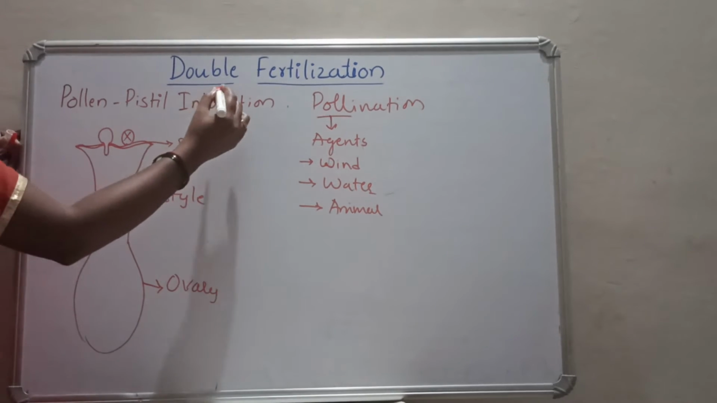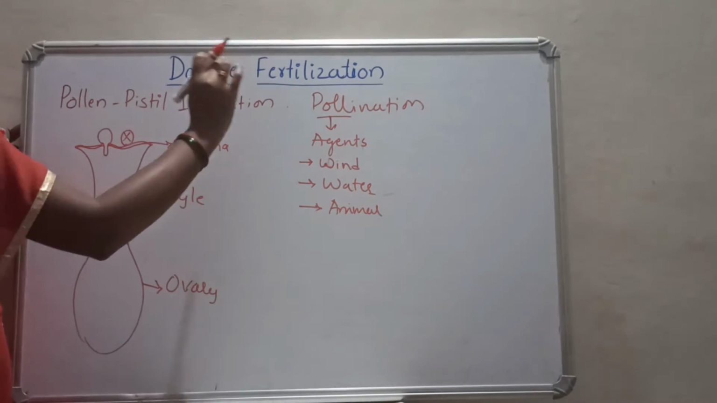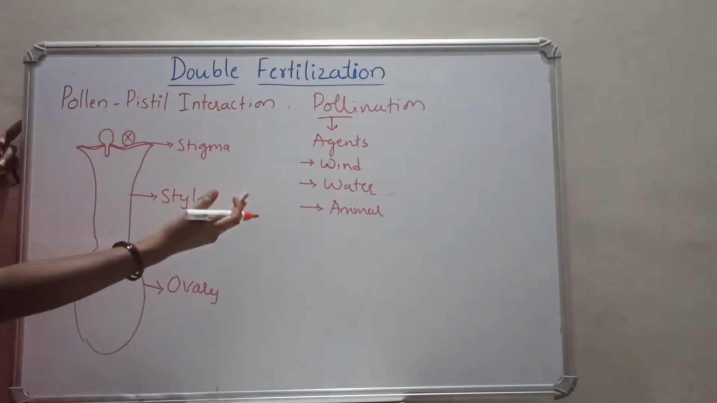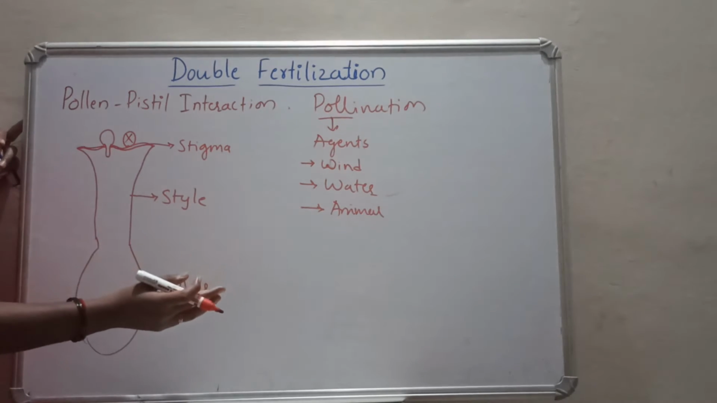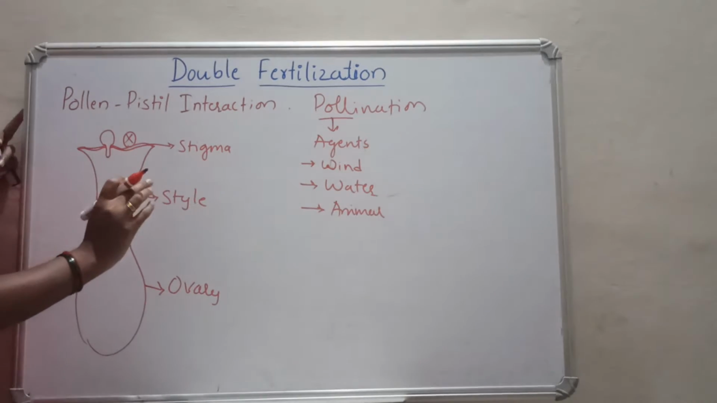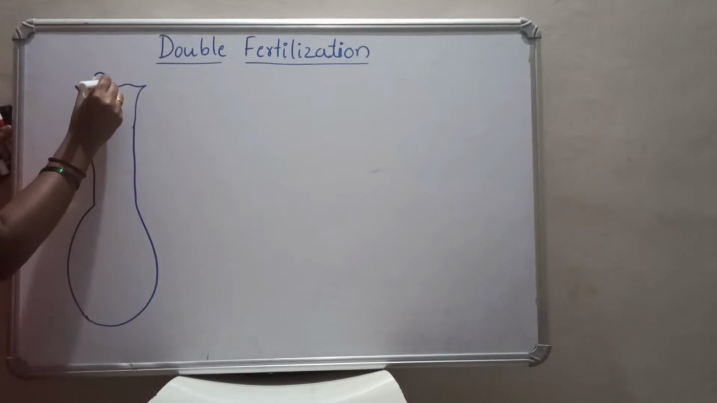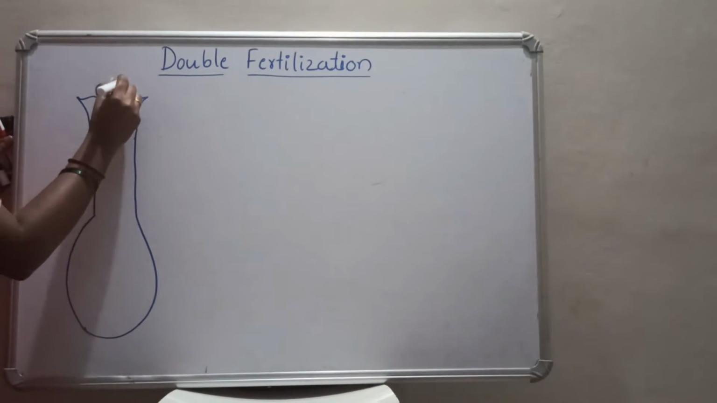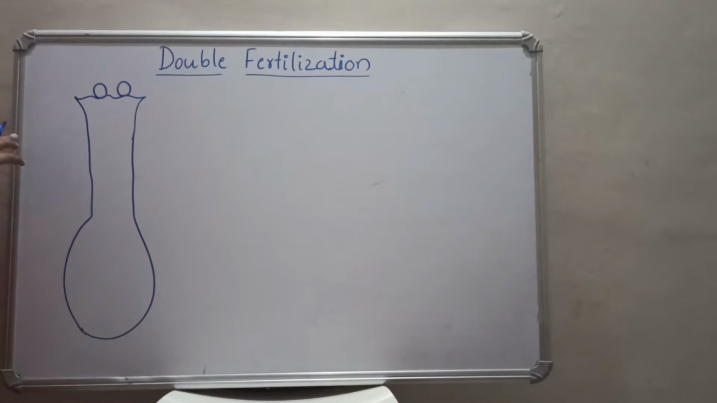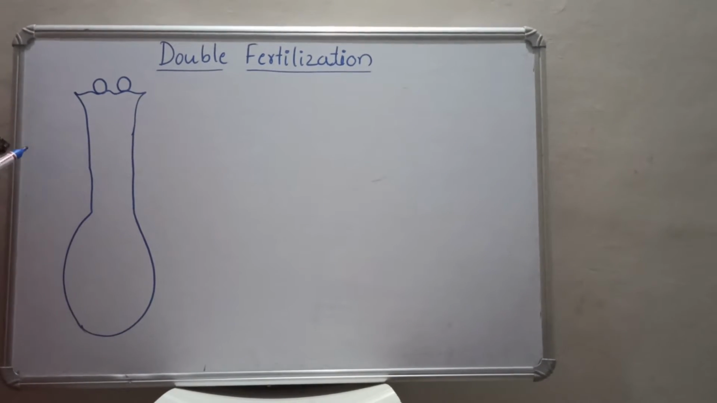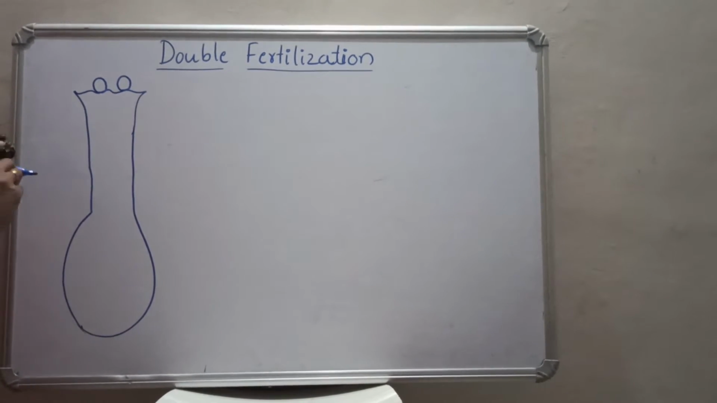In today's class, I am going to discuss double fertilization. What is double fertilization and where does double fertilization take place? After the pollen-pistil interaction, the same type of pollen grains will germinate and produce the pollen tubes.